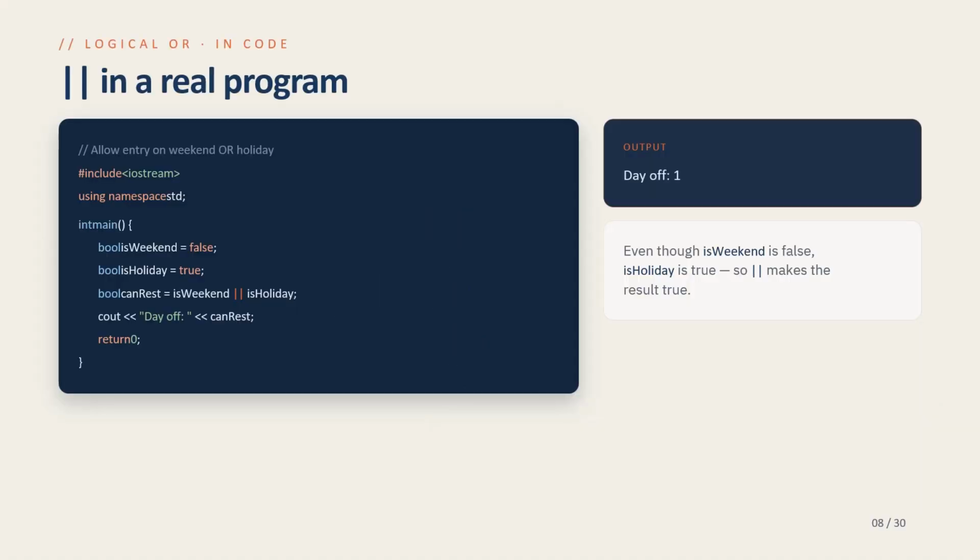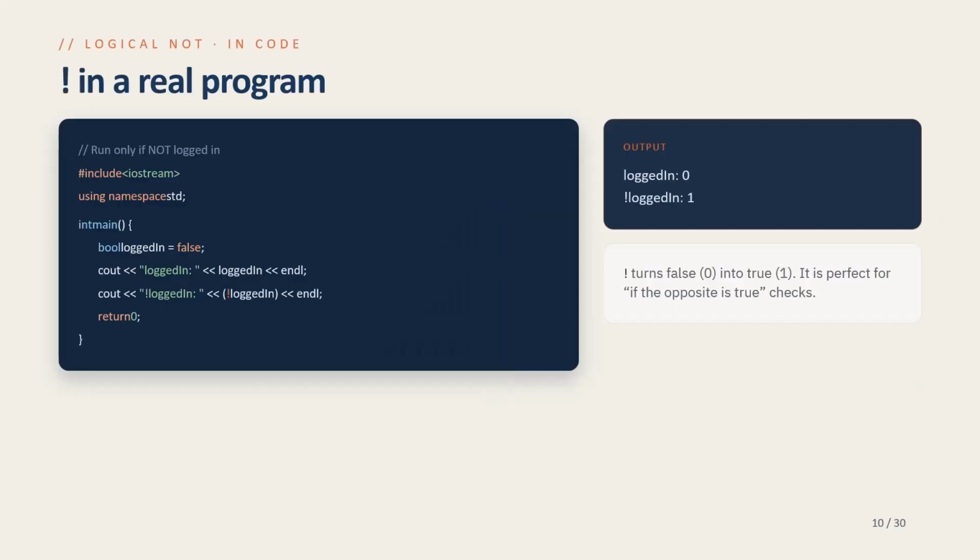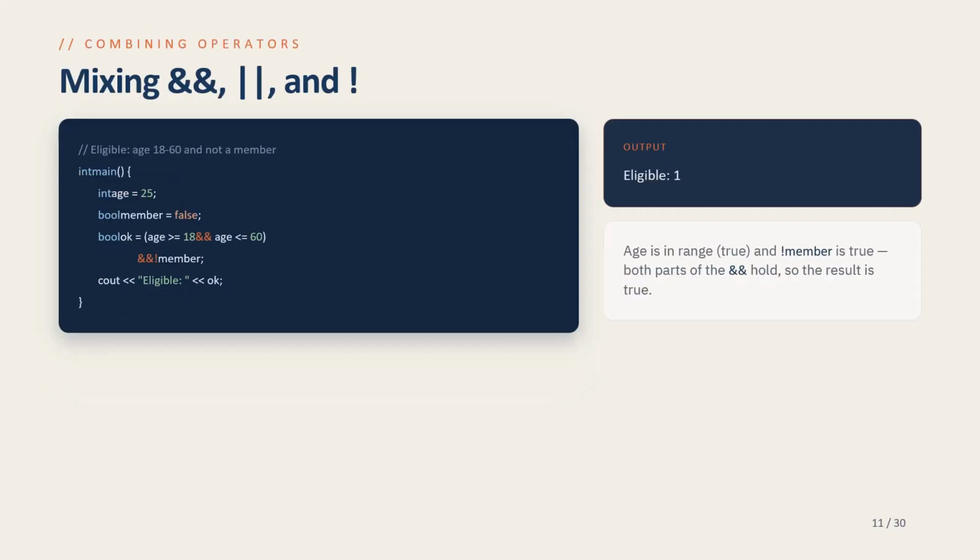Next comes the logical not operator. The not operator reverses a boolean value. It changes true to false and false to true. In the not example, the variable logged in is false. Applying the not operator changes it to true.